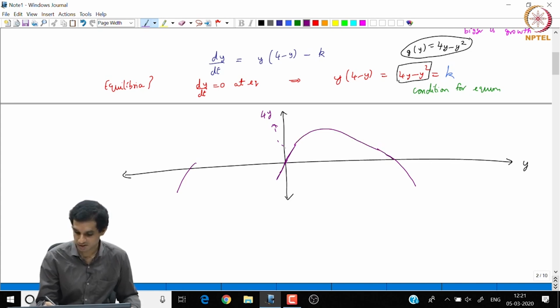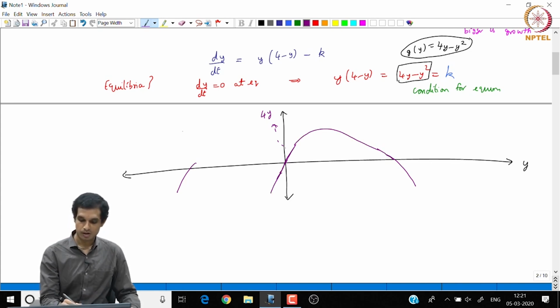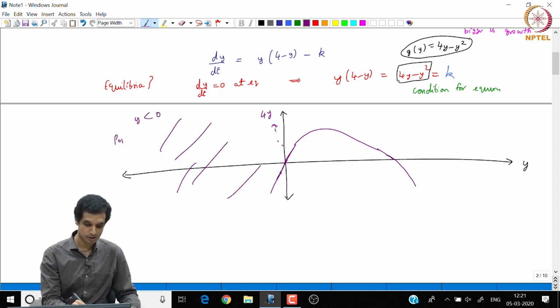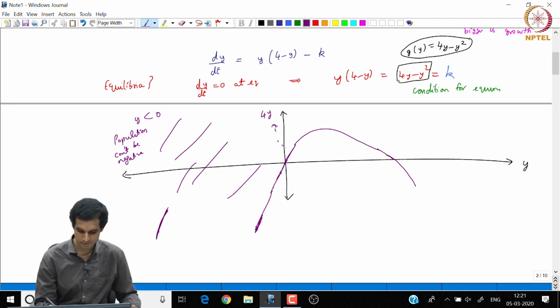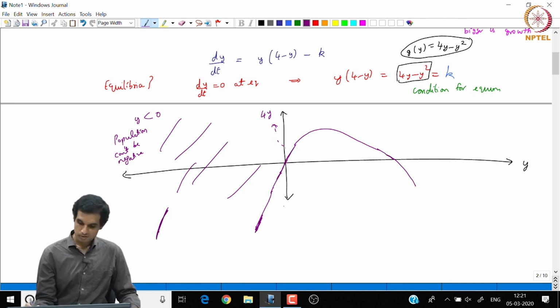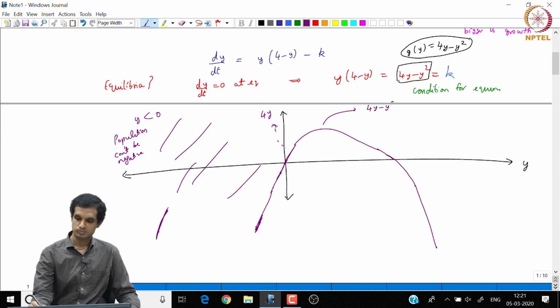So, this is the graph, and we are not bothered about y negative, because physically population cannot be negative. But if you want for your reference, it will keep going like this, because minus y square keeps going like this. So, the linear and quadratic parts kind of reinforce each other. This is the graph of the function 4y minus y square, correct.